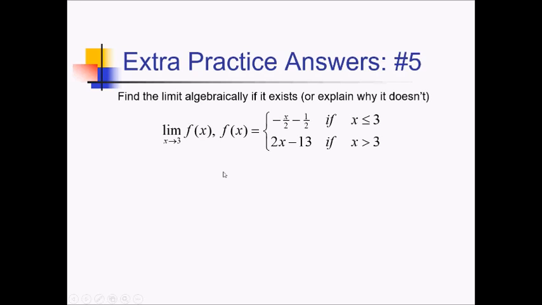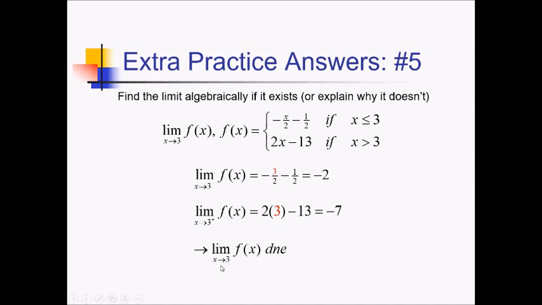For this problem, we're trying to find the limit as x approaches 3 for this piecewise function. Since 3 is the border value between these two rules, that means we have to find the left and right side limit and make sure they're the same thing. So using the left-sided limit at 3, that's going to be using this less than 3 rule. So we have negative 3 halves minus 1 half. Well, this is really negative 4 halves, which is negative 2. And now taking the right-sided limit at 3, that's using this greater than 3 rule. That's going to be 2 times 3 minus 13, which is not negative 2, it's negative 7. Since these limits don't match, that means the overall two-sided limit does not exist.